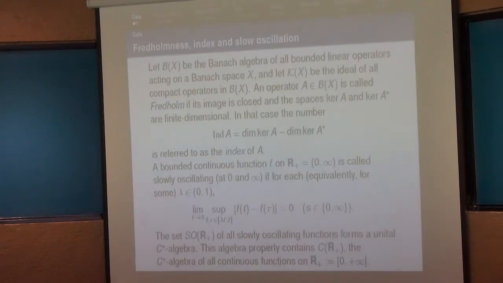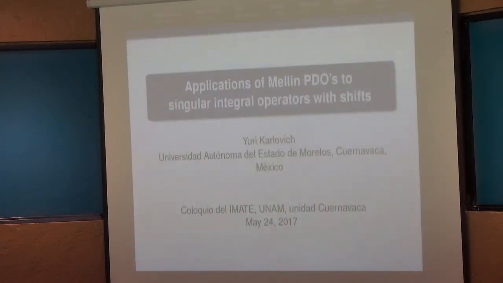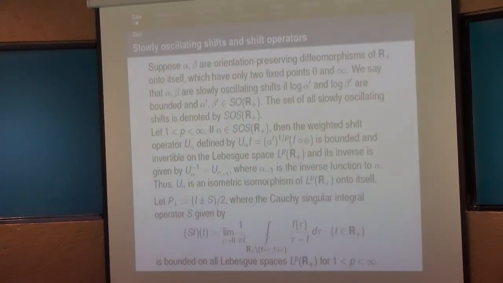Suppose that alpha and beta are orientation-preserving diffeomorphisms of the positive half line onto itself, which have only two fixed points, 0 and infinity. We say that alpha and beta are slowly oscillating shifts if logarithms of derivatives of alpha and beta are bounded and these derivatives are slowly oscillating on the positive half line. The set of all slowly oscillating shifts is denoted by these symbols.